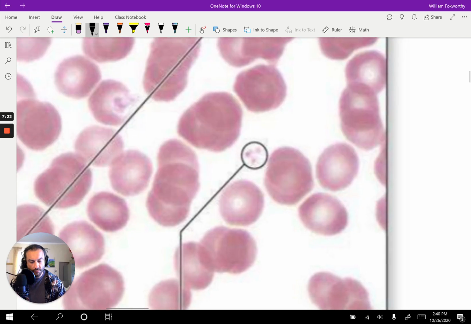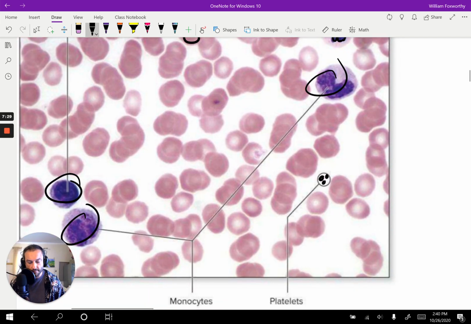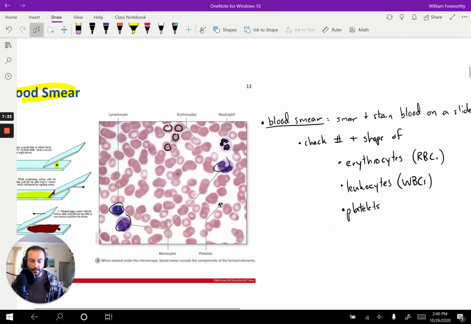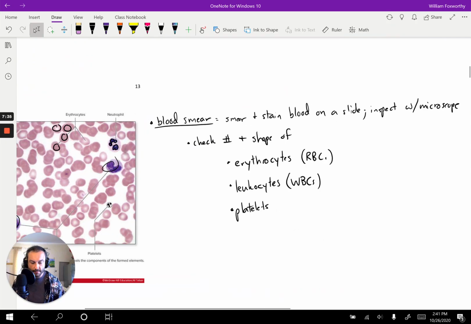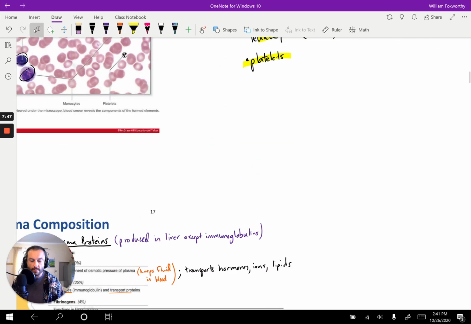And then you can also see here and there some platelets, and the platelets are very, very small. They are just little broken off pieces of a cell. And that cell is called a megakaryocyte, as we'll see later. So by making a blood smear, you could check a patient's number and the shape of their red blood cells, white blood cells, and platelets to see if they're normal and get clues to their clinical condition.